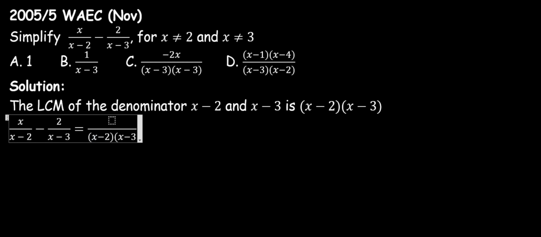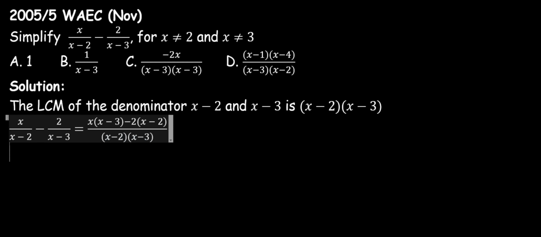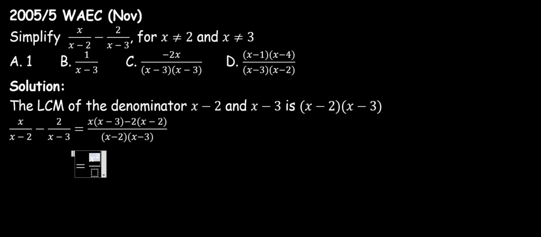From here, the first item, when you divide the LCM, you'll be left with x minus 3. So, multiplying the x that is there at the numerator, then minus 2 into, when the second item in the denominator divides our LCM, you will be left with x minus 2, hence our result. Then we now have, opening up the bracket at the numerator, x squared minus 3x minus 2x plus 4, divided by x minus 2, x minus 3.